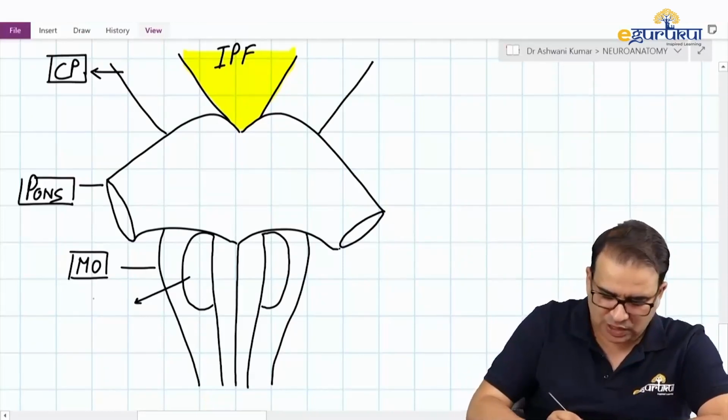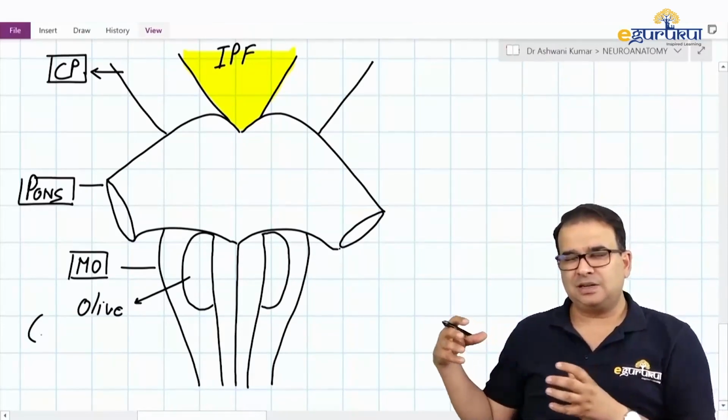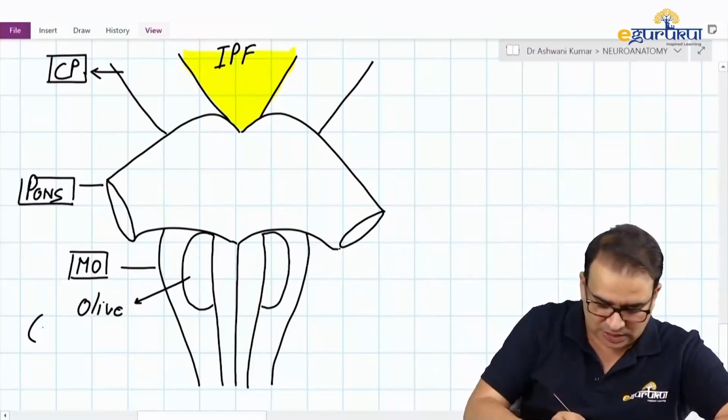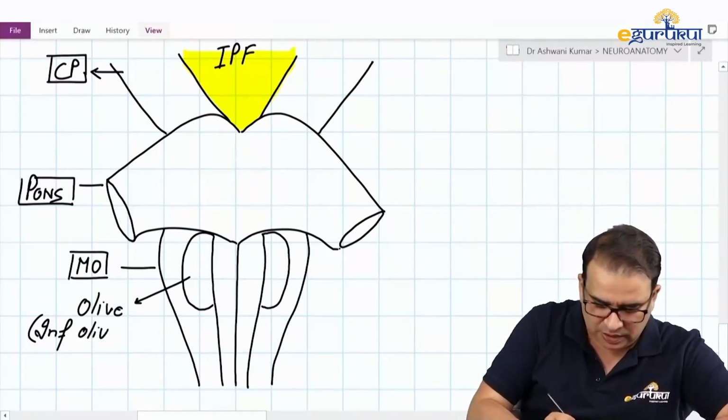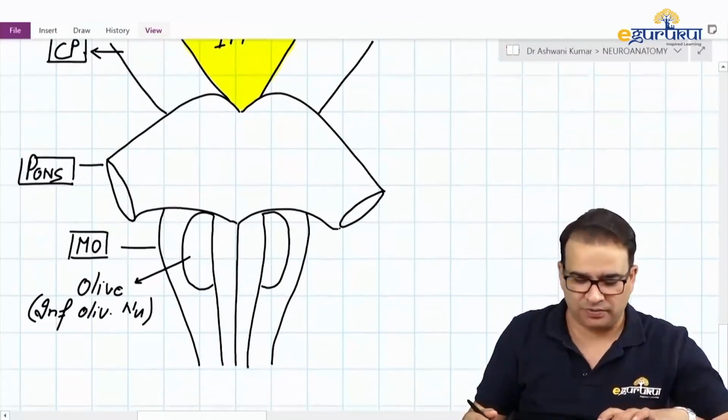Let me label them. Just try to label them on one side only, guys. This is olive. Olive is because of what? There's some nucleus which is present deep to it, and that is the inferior olivary nucleus. There's a huge nucleus present inside called the inferior olivary nucleus, and that is the one which is producing this bulge called the olive.